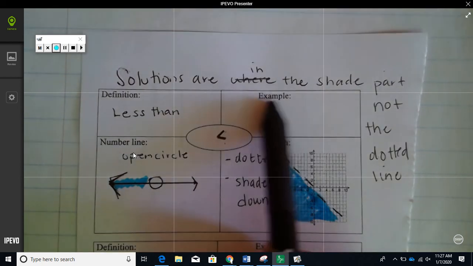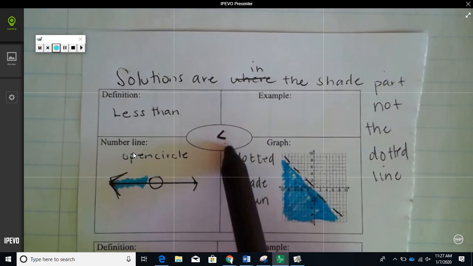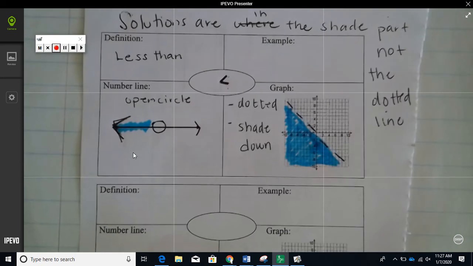Now, we're going to leave the example part alone because that's when we're going to write a couple keywords that tell us how we know when a problem is asking us to write an inequality with a less than. Alright, I'm going to go on to the next one.